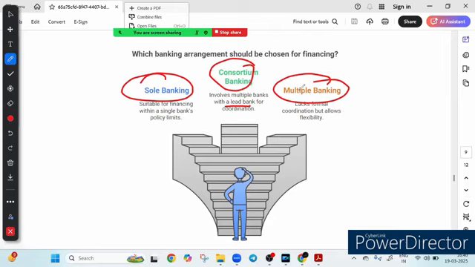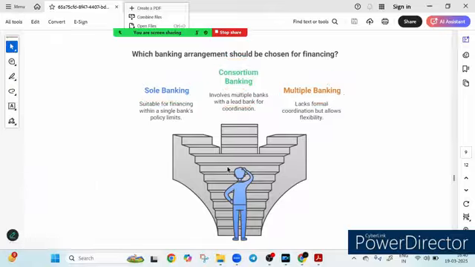So it all depends on your project size, risk appetite and how much coordination you are ready to handle, the types of banking arrangement you have to choose, right? So sole banking, either you have consortium banking, or multiple banking you have.